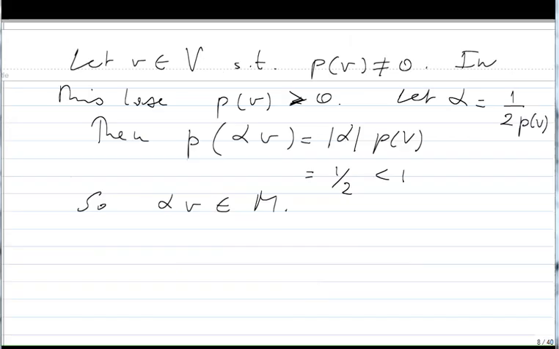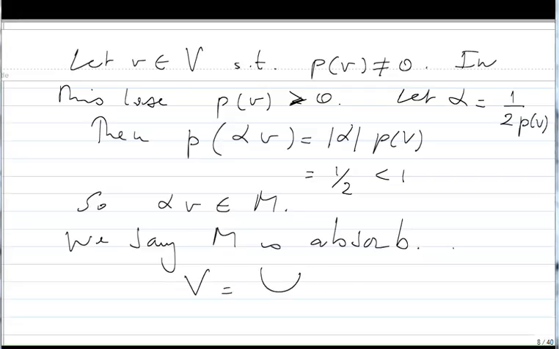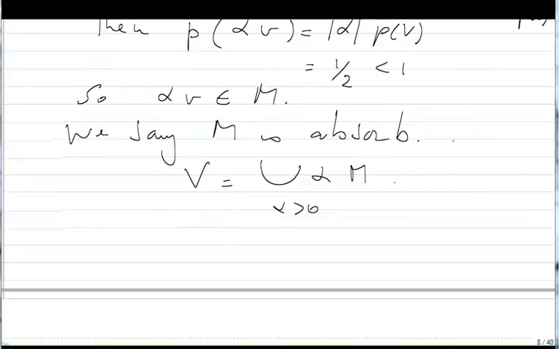And that is the property of being absorbent. So we say M is absorbent. Note that V, in fact, is the union of alpha M when alpha is positive. Because of this absorbent property, V will be the union of all the alpha times M for alpha positive.